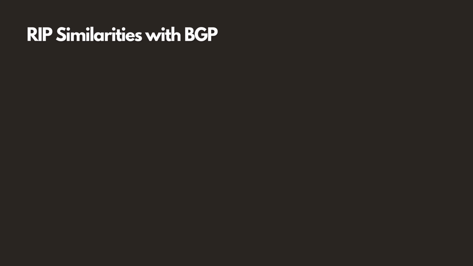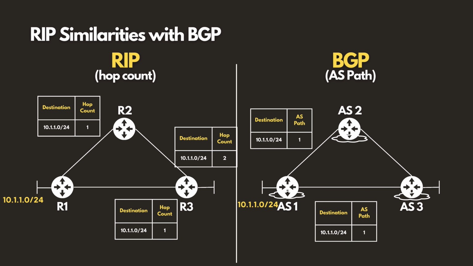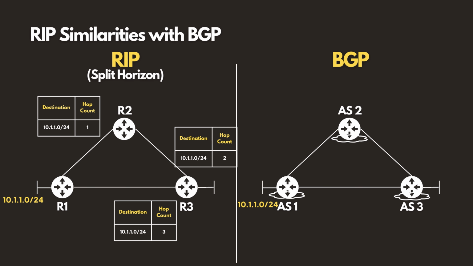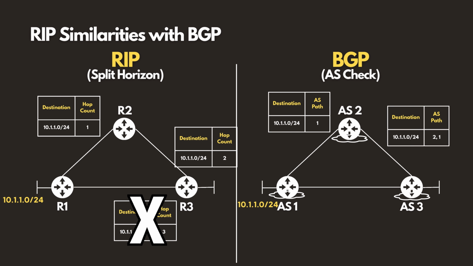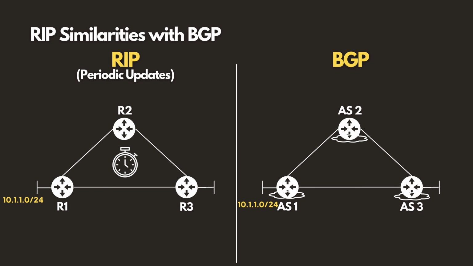Here's where it gets interesting. RIP's distance vector algorithm has similarities with BGP's path vector approach. RIP shares hop counts, while BGP shares AS paths. RIP prevents loops with split horizon, while BGP prevents loops by detecting its own AS in the path for eBGP. RIP updates neighbors periodically, and BGP maintains persistent TCP sessions for reliability.